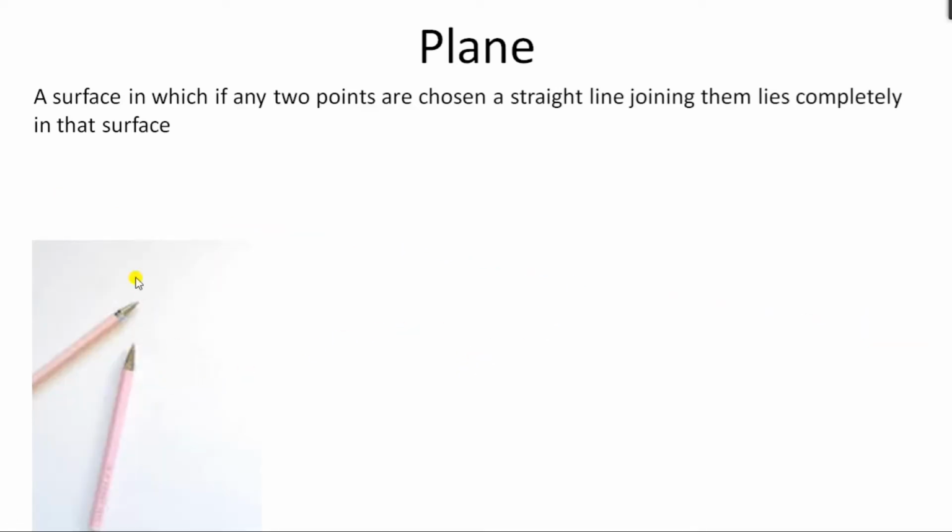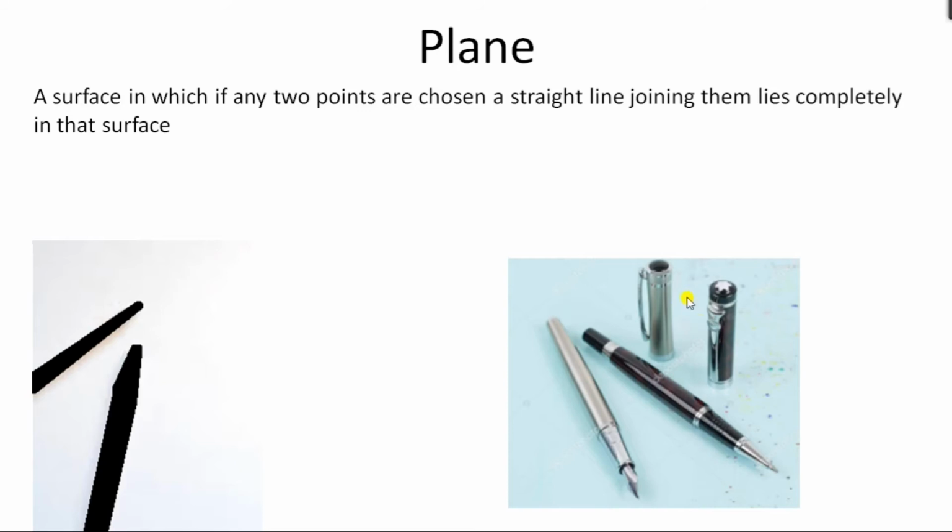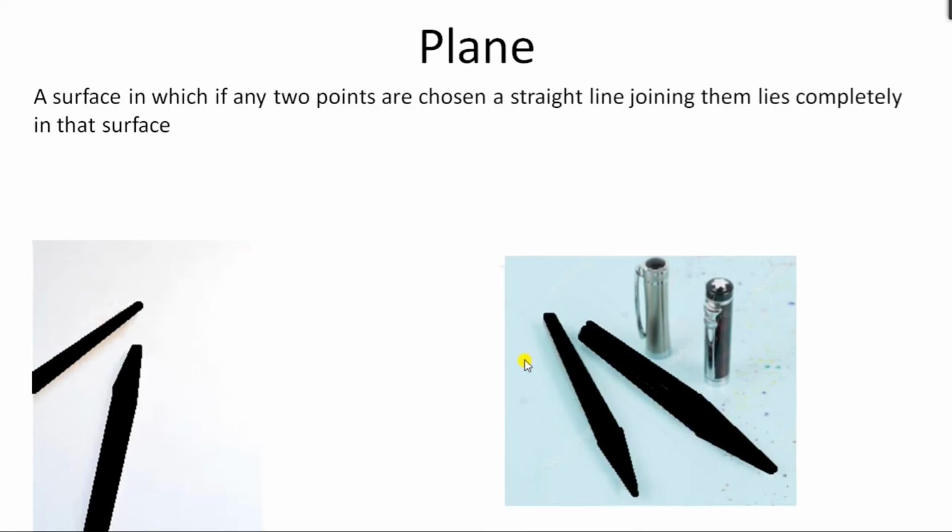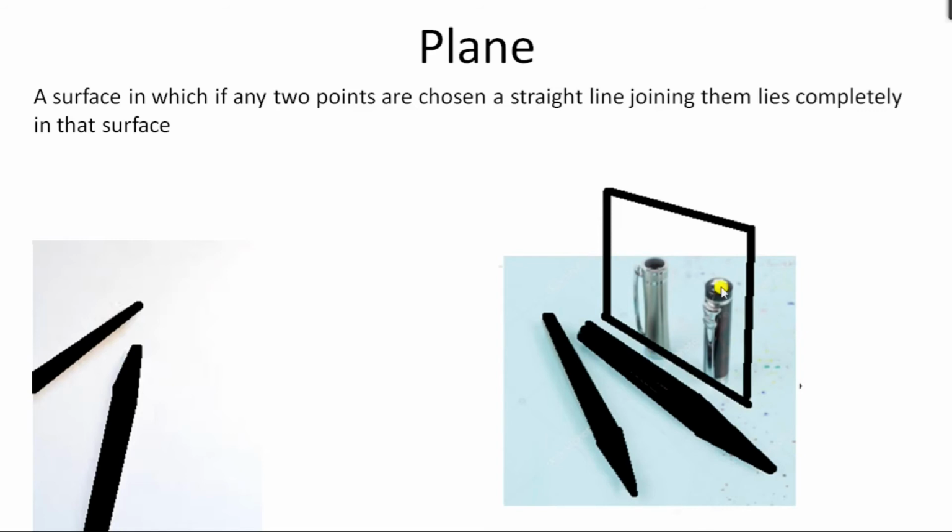So suppose these two pens are lying on the paper, and if I want to trace these pens, I can easily trace them. But in this case there are two pens and two covers and they are kept in different positions, and you can easily trace the pens, but you cannot trace the covers because they are not completely lying on the paper. So in order to trace these two covers we need another paper or another plane.